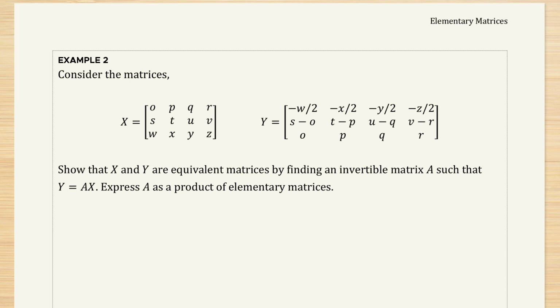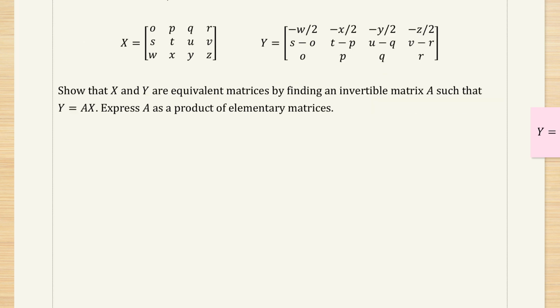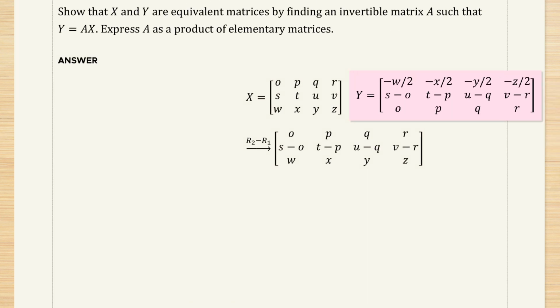Again, just like with example 1, there's no fixed way of solving these type of questions. We have to get X into Y using row operations, and at the same time apply these row operations to identity matrices so that we get elementary matrices. The first thing I notice is the S minus O, T minus P, U minus Q, and V minus R in the second row. Let's go row 2 minus row 1.